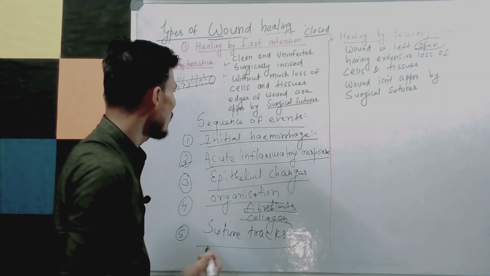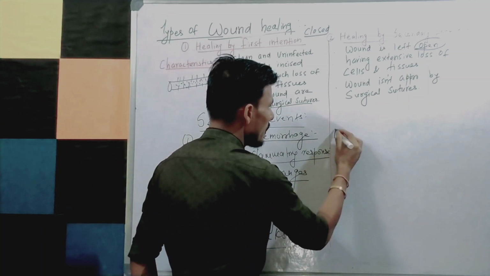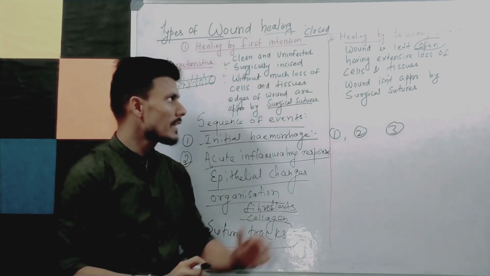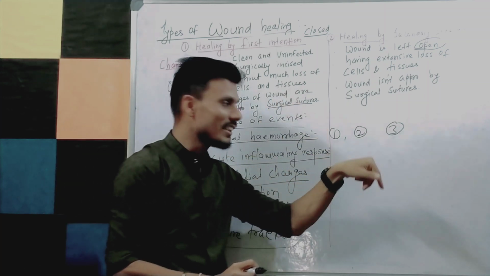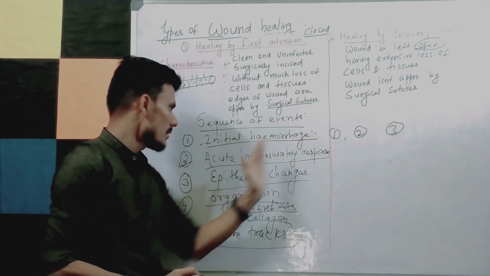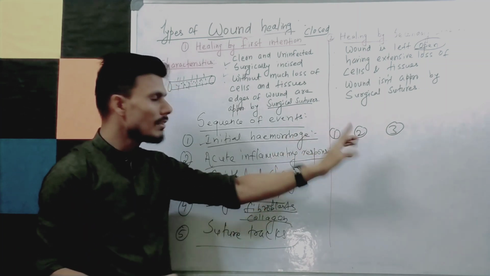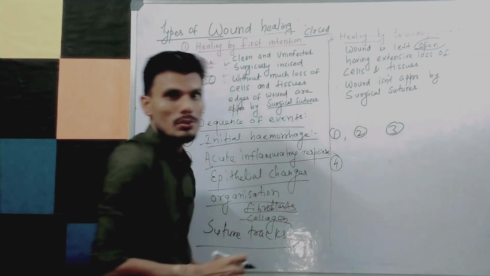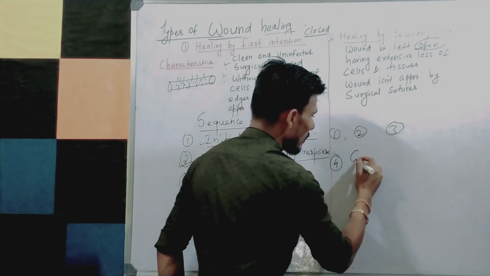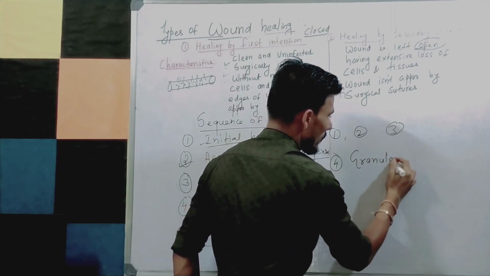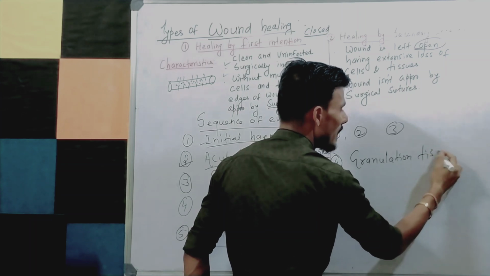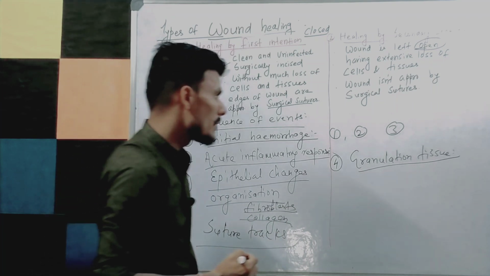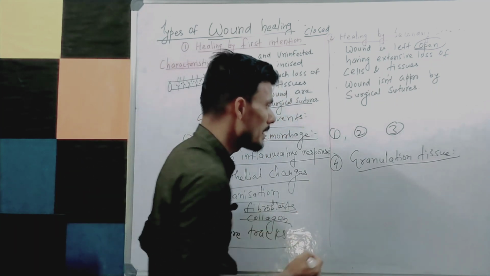Now moving to the secondary wound healing, the sequence of events, the first one, second and third. So in case of secondary wound healing, or open wound healing, there will be initial hemorrhage, acute inflammatory response, and epithelial changes. But as you know that in this case the wound is not surgically incised, so there will be a formation of granulation tissue. This tissue is formed by the fibroblasts, and then neovascularization from the vascular elements or new cells.